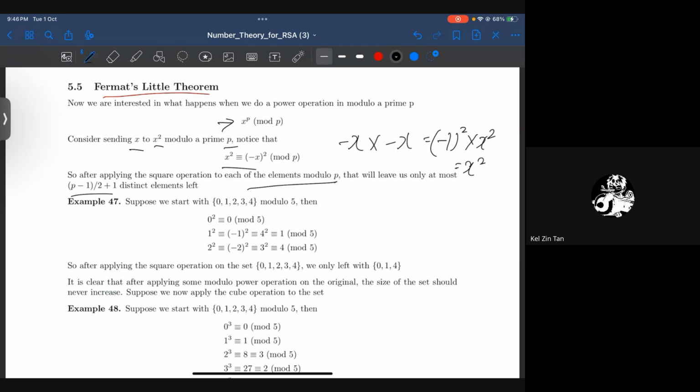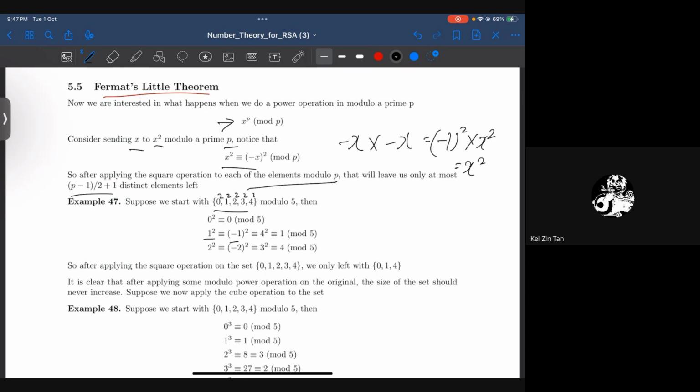So let's look at an example. Suppose we start with 0, 1, 2, 3, and 4. Then we just square all the elements: we square this, this, this, this, and this. So 1 squared is equal to negative 1 squared. But remember that negative 1, when we do modulo, is equal to the last element minus 1.